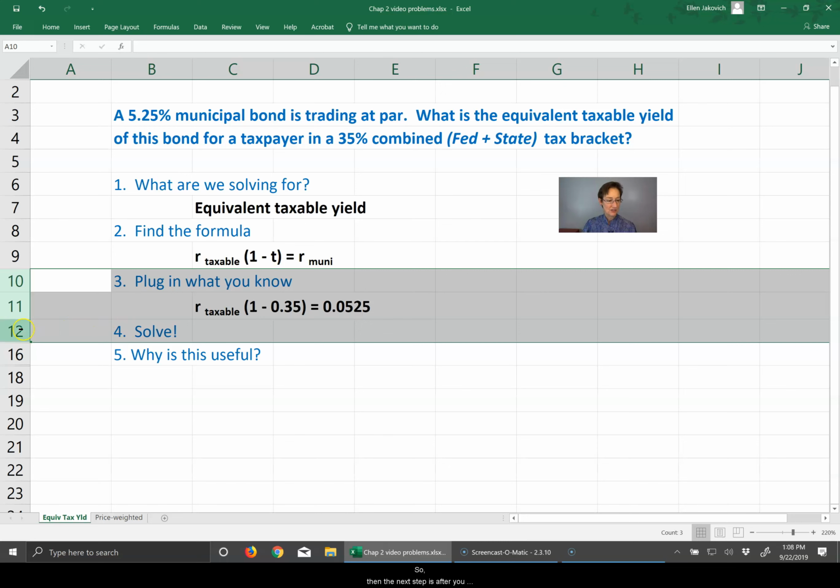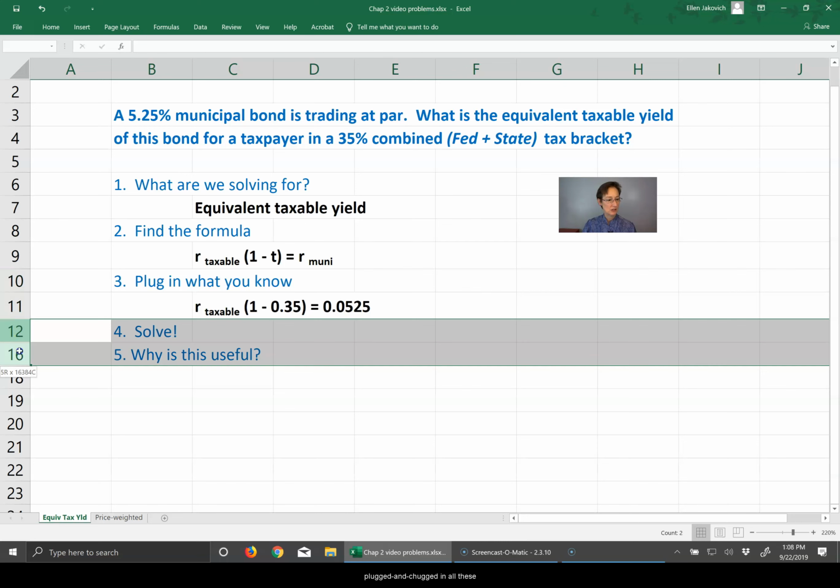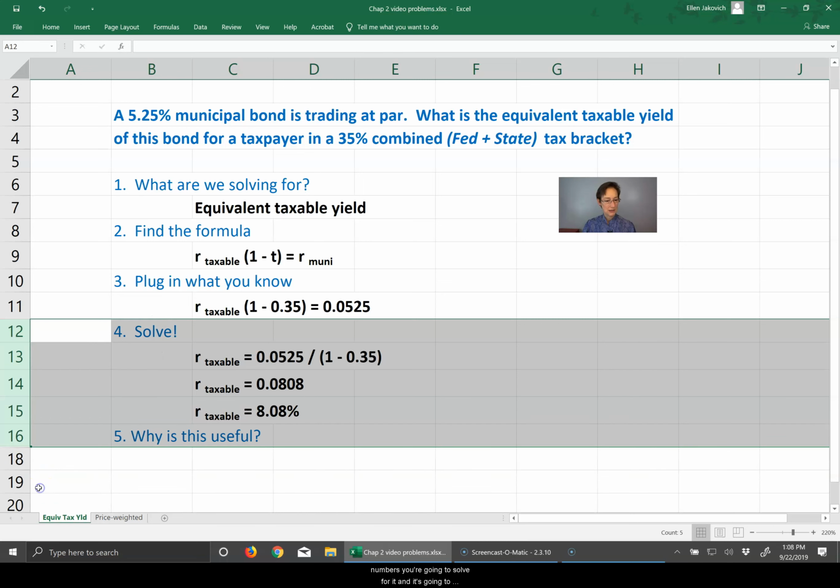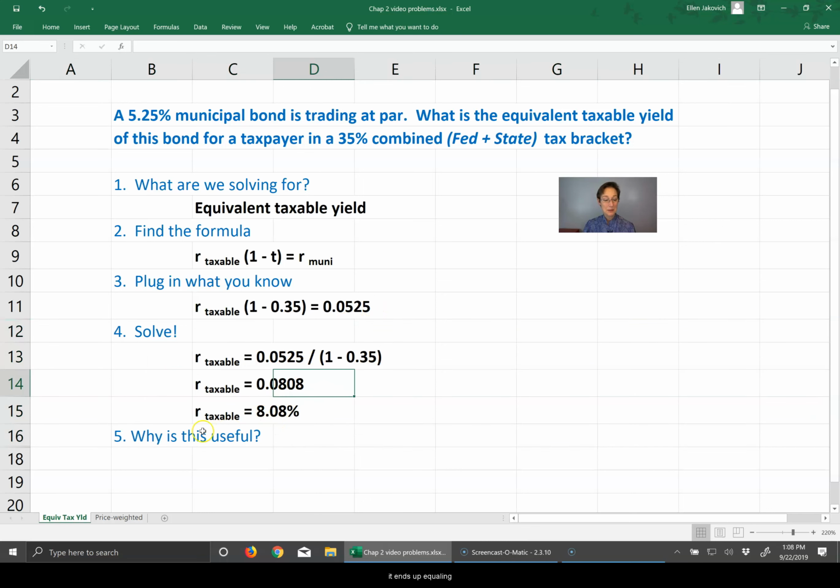So then the next step is, after you've plugged and chugged in all these numbers, you're going to solve for it, and it's going to look like this. You've got to get R taxable by itself. So this whole 1 minus 0.35, you're going to divide both sides by it. You divide this side by it, you get R taxable. You divide this side by it, you get this mess. So it ends up equaling 0.0808, which when you convert back to percent, which you need to do on rates, it's 8.08%.